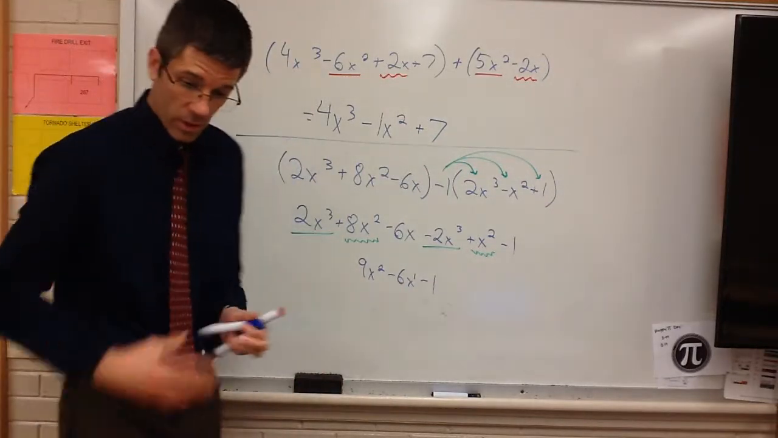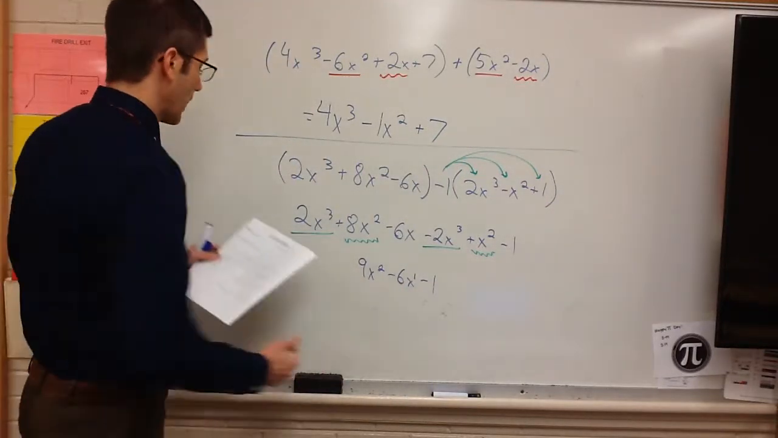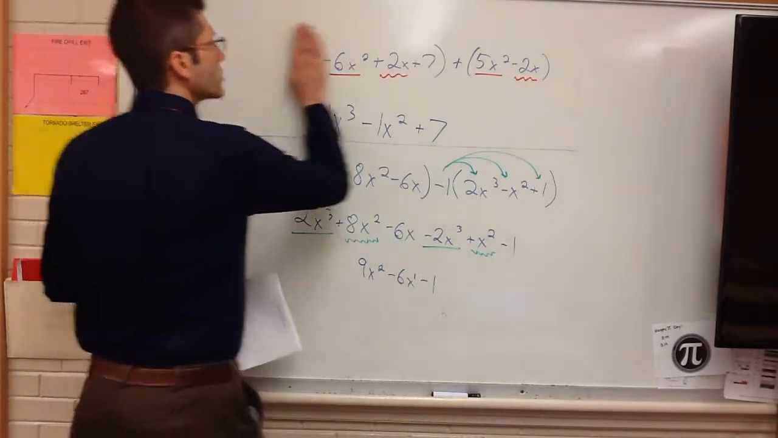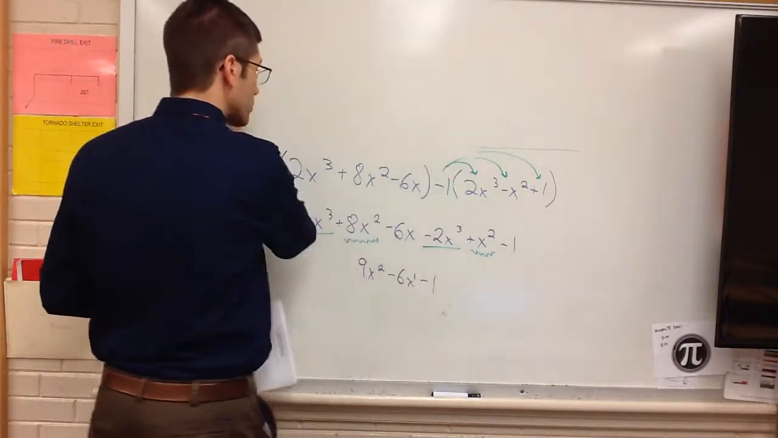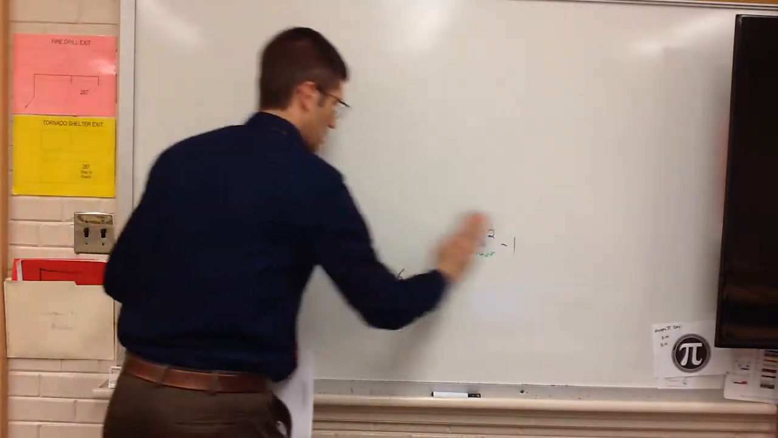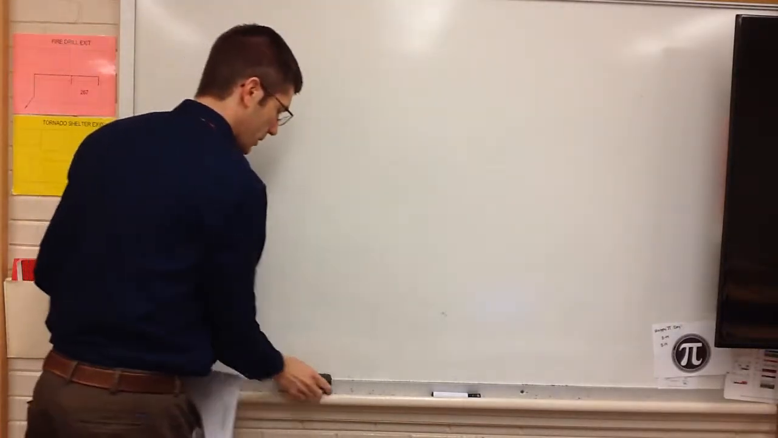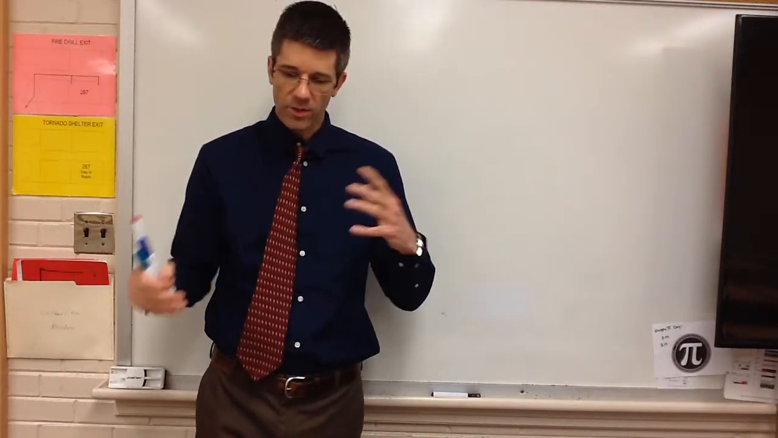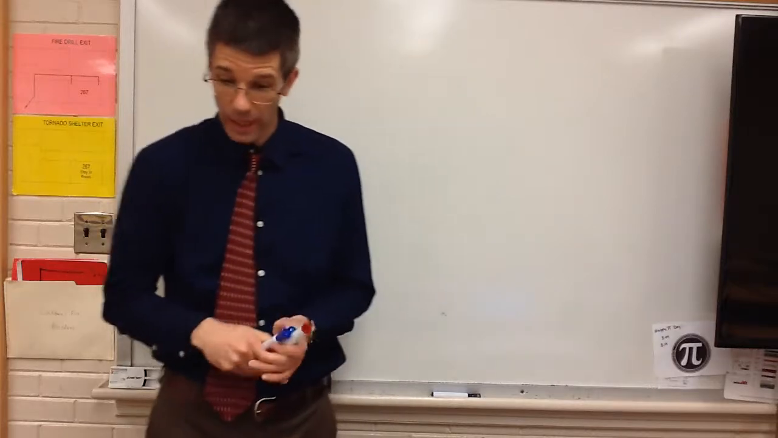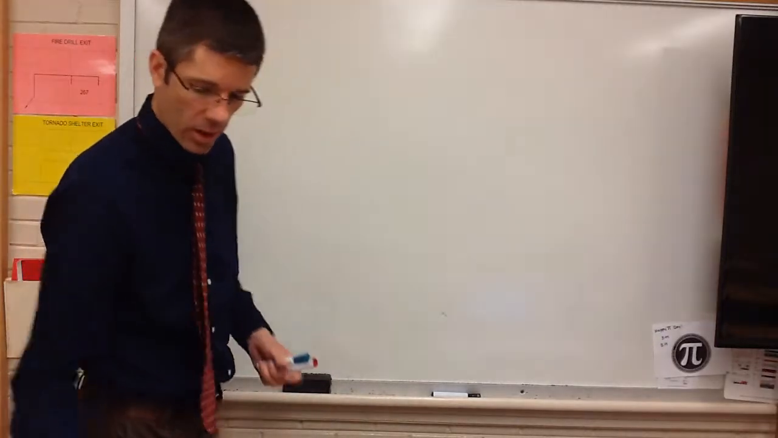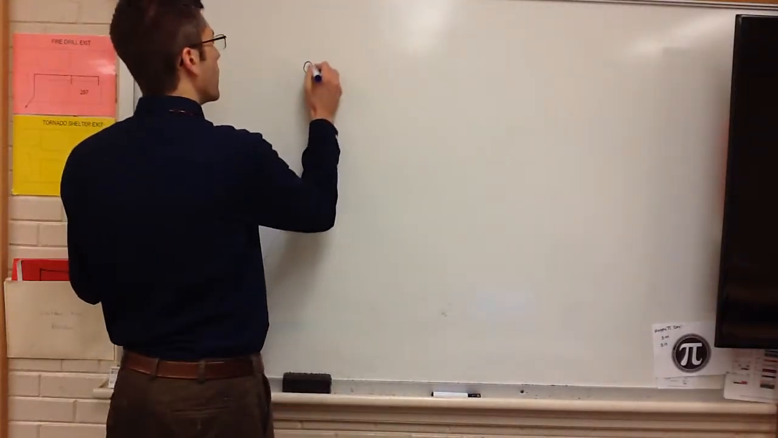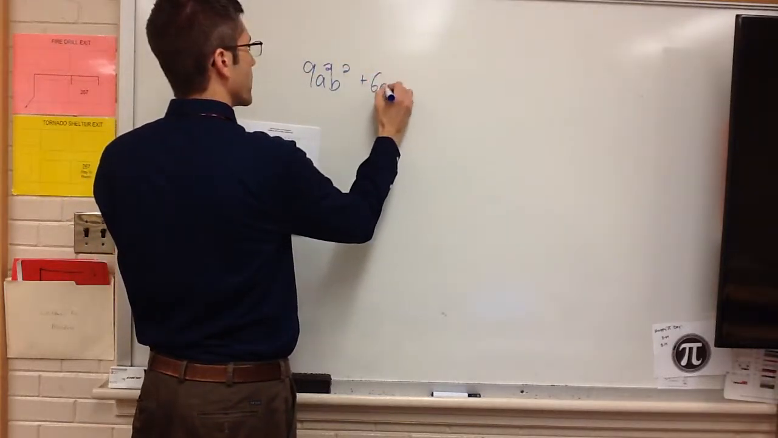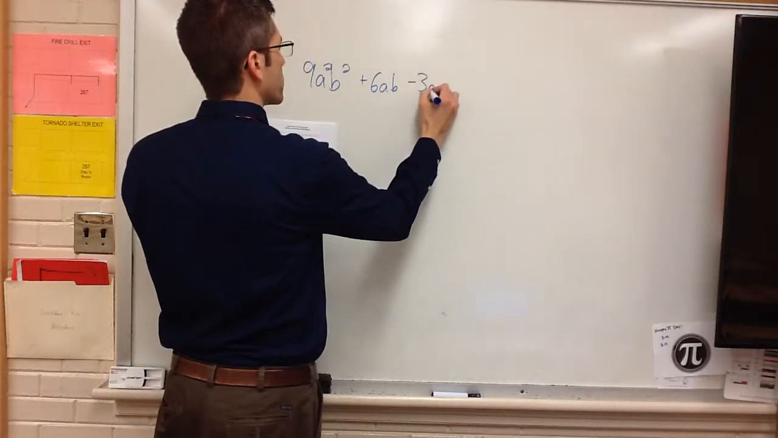Okay? The next one is a little bit tricky in that it has all kinds of things that look like they're like terms, but they're not. So I'm actually going to write it out like I did the last one, and then we'll kind of figure out what to do in terms of like terms and what's not like terms. So we have 9a squared b squared, plus 6ab minus 3ab squared.